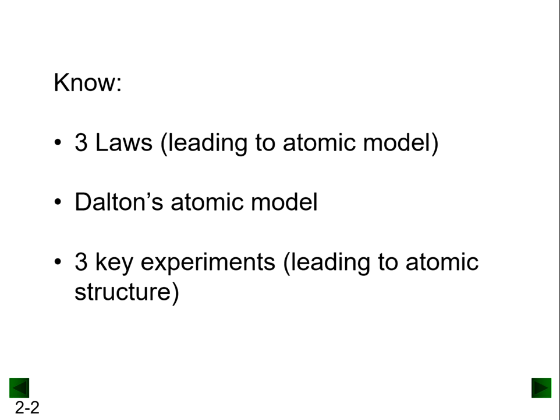And then know the three key experiments that were critical in identifying atomic structure. That includes Thomson's cathode ray experiment, Millikan's oil drop experiment, and Rutherford's alpha particle scattering experiment. It's also worthwhile to know Thomson's rays of positive electricity and Aston's results. And for all these cases, you should understand the connection between either the laws or the experiments and the models that were derived from them.